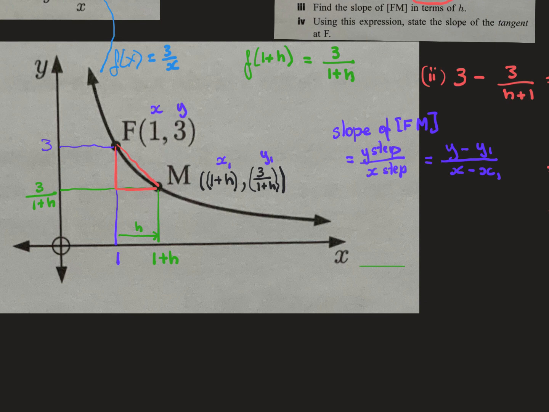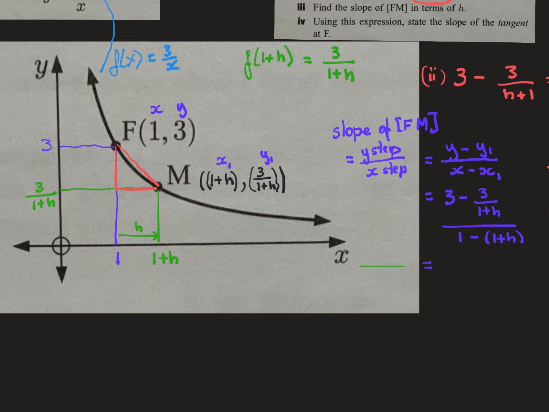So we are now going to substitute in there, and we say 3 take away 3 over 1 plus h, over 1 take away. Remember to put this in brackets or else you're going to be in trouble, okay? Because that minus refers to 1 plus h. Now that we have this, it's a matter of simplifying it.